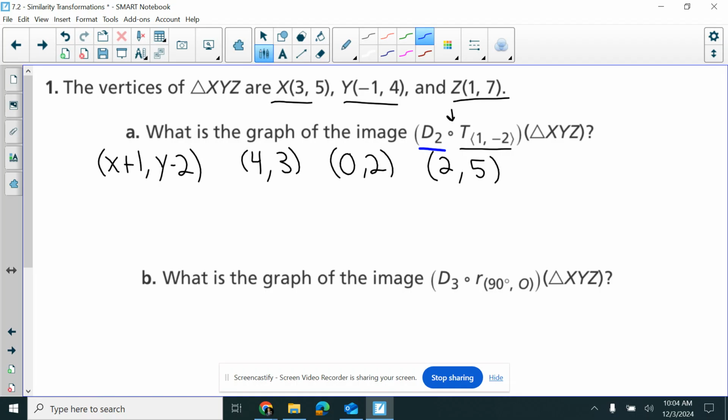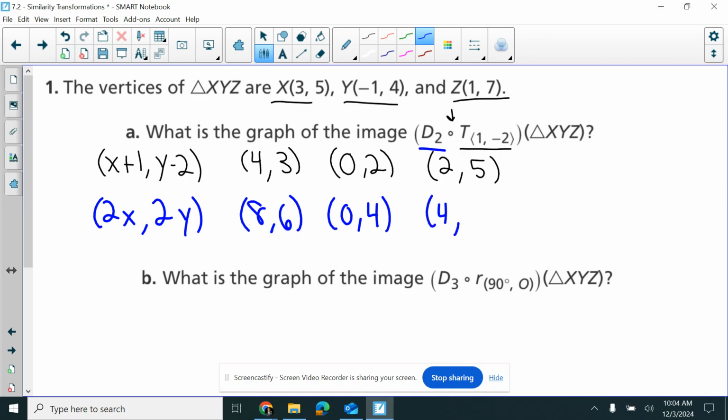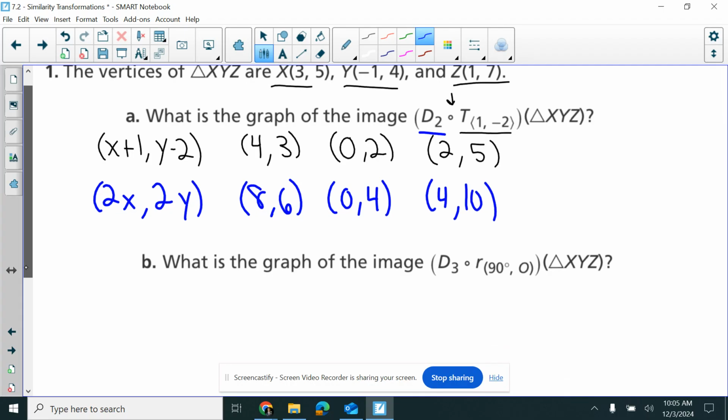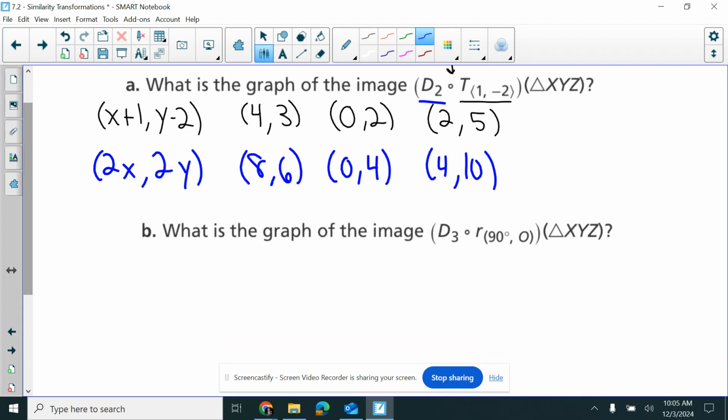That 2 tells me that the scale factor is 2, which means I multiply the x by 2, and I multiply the y by 2. So I just multiply all these numbers by 2. I get my final answer of 8, 6, 0, 4, 4, 10. All I did was multiply all those numbers by 2 to get my final answer. Just remember, pay attention to the order. You do the second one first.